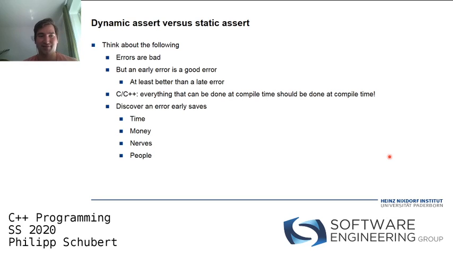And if you discover an error early, it saves time, money, nerves, also a very important factor, and people. If your program does not crash because you have some assertions which detected some errors, which have then been fixed, then that's perfectly fine. That's what we desire, right?